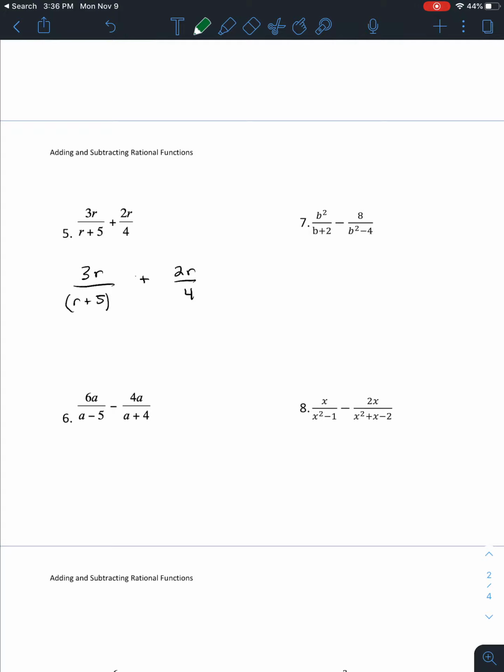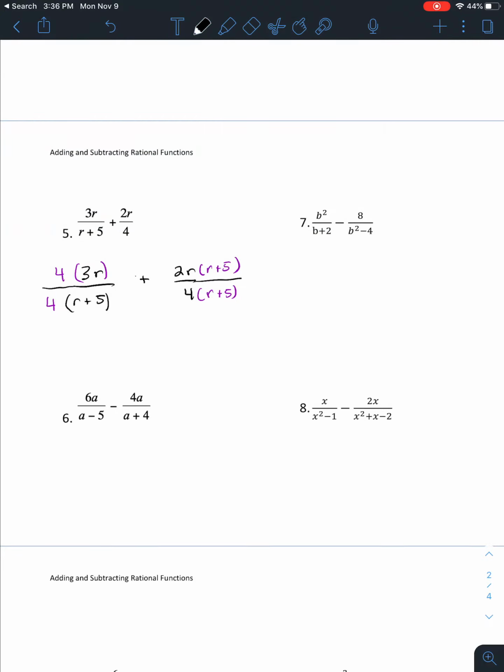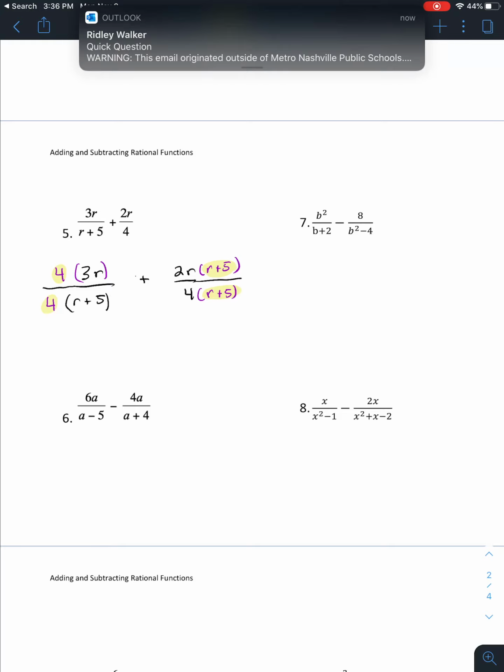The only thing you're allowed to do is multiply the numerator and denominator by the same number or same terms. So when I'm looking at this problem, I can multiply this side by 4, and I can multiply this side by r plus 5. Because in reality, 4 divided by 4 is 1, and r plus 5 divided by r plus 5 is 1. So even though we're changing this problem, we're not actually changing its value. That's the reasoning why we're allowed to do that.